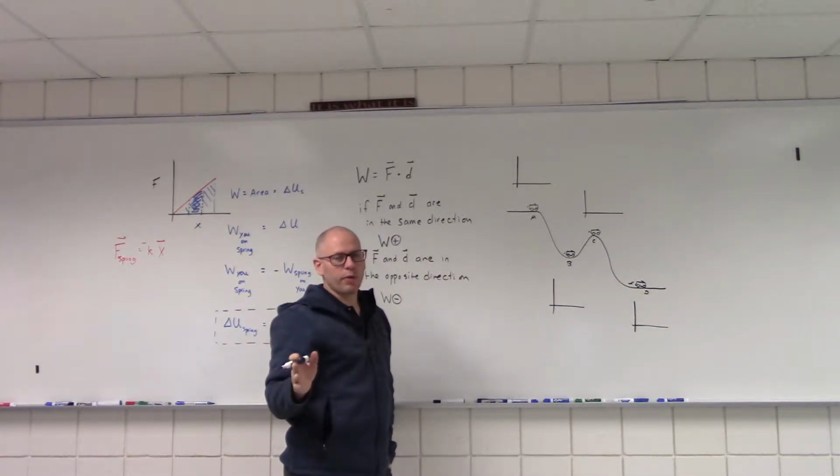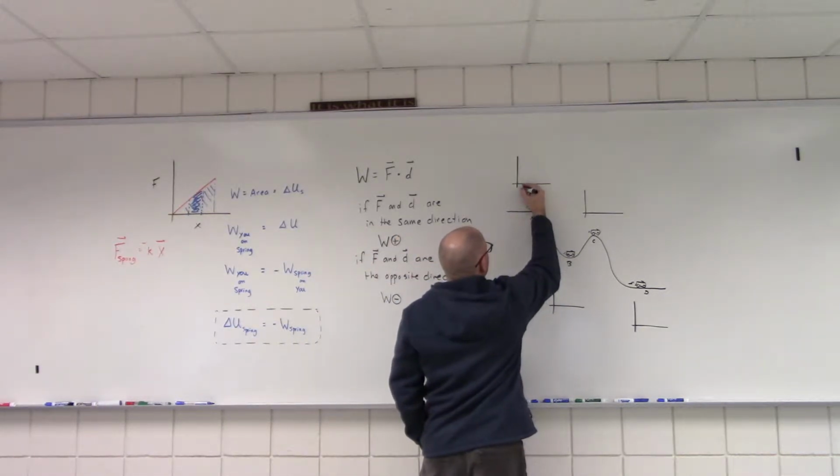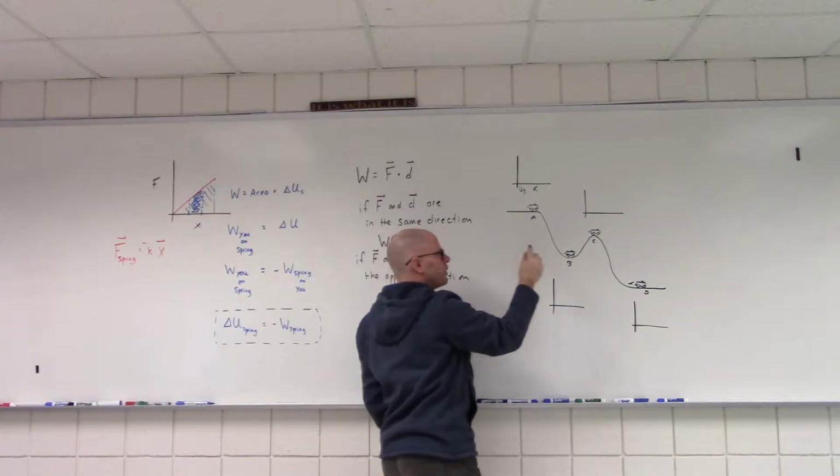In this, there are no springs, and let's assume for now it's frictionless. We have some gravitational potential and some kinetic energy. Gravitational potential energy and kinetic energy.